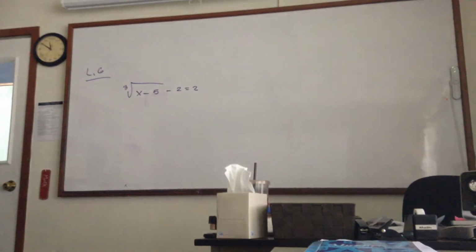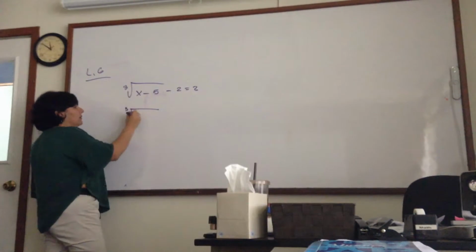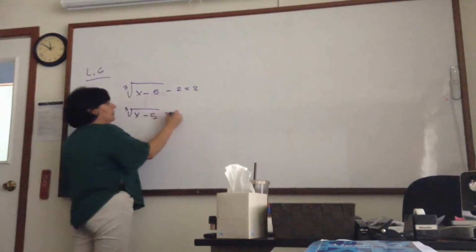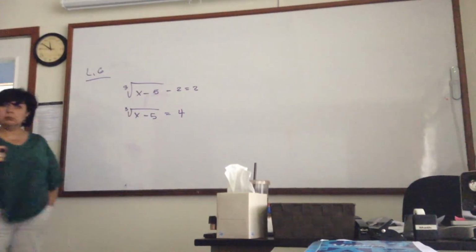Simplify. First move the -2 to the other side. Good. And leave the square root below. So it'll be equals 4. Everybody good? Yes. Now, to get rid of the square root, raise to the power.